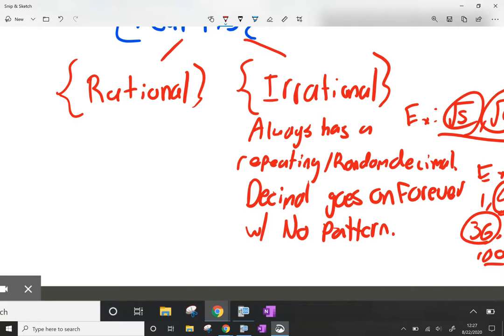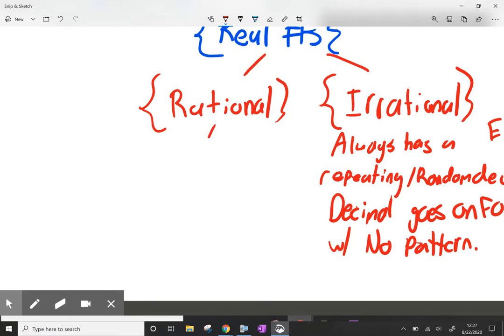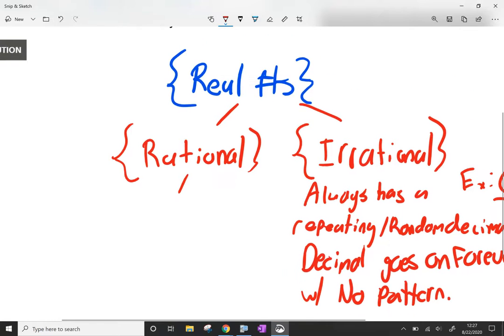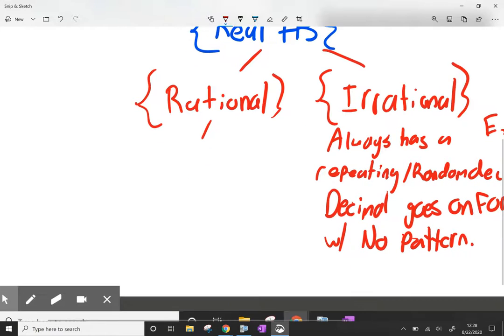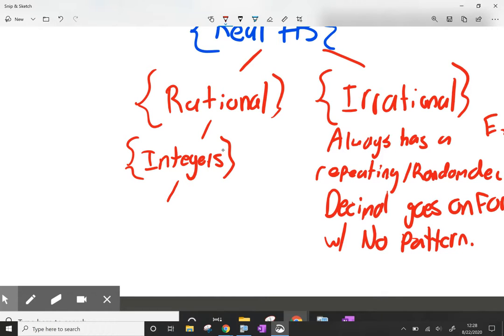Now, rational is actually going to be broken into even more groups. So rational can also be broken into subsets. Remember, rational and irrational are just subsets of real numbers. Another subset of rational is something called integers. And a subset of integers is going to be whole numbers, and I'll explain what these sets really mean, what numbers are in these sets. And then a subset of whole numbers is natural numbers.